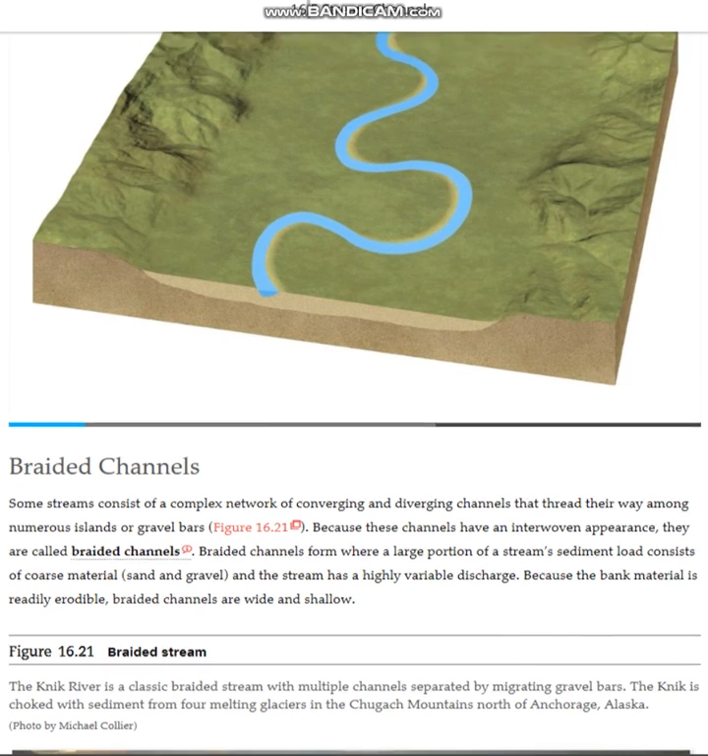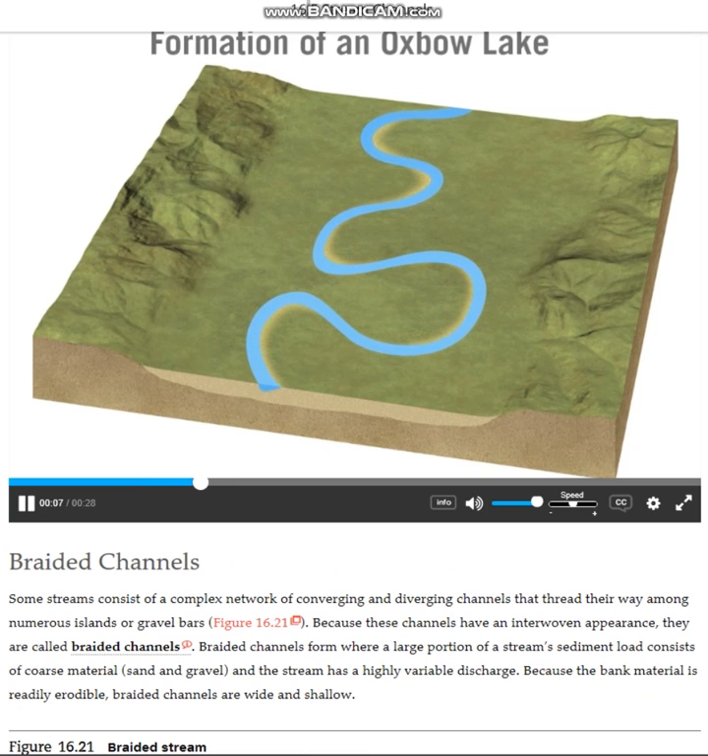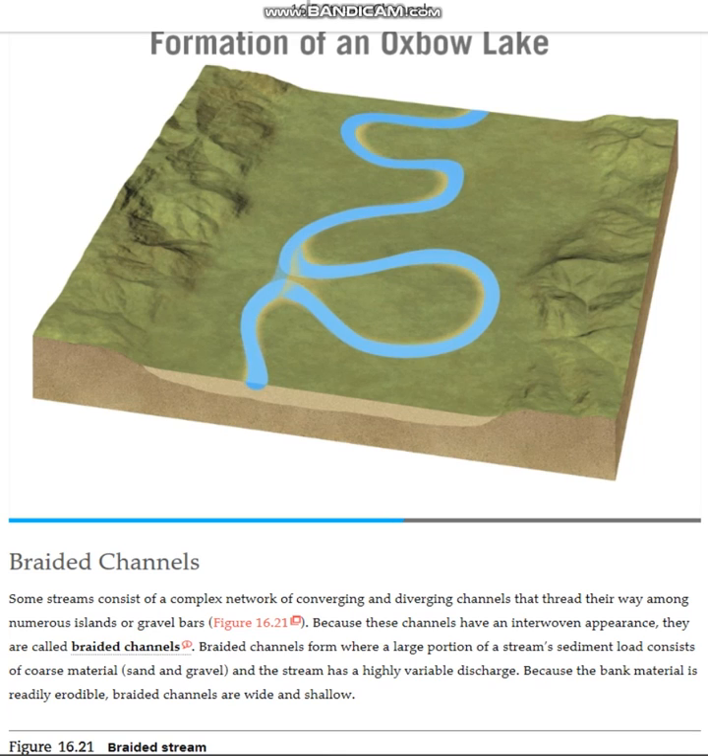Through time, meanders change shape, causing a neck of a meander to gradually become more narrow. Eventually, the meander is cut off, and this process shortens the stream and creates an Oxbow Lake.